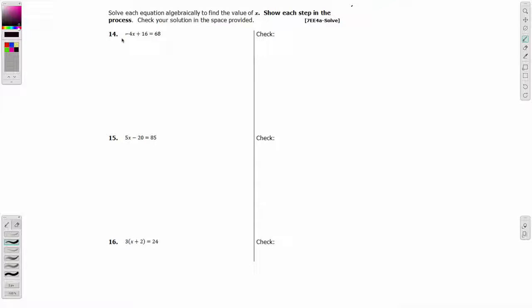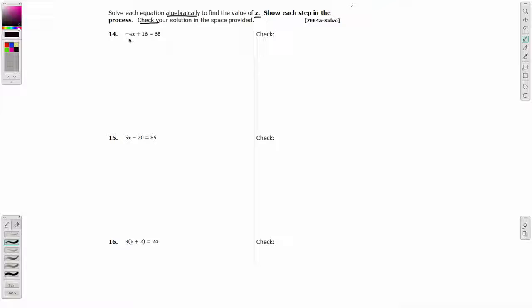Okay, this is the team review, questions 14, 15, and 16. The task is to solve each equation algebraically to find the value of x. Show each step in the process. Check your solution in the space provided.